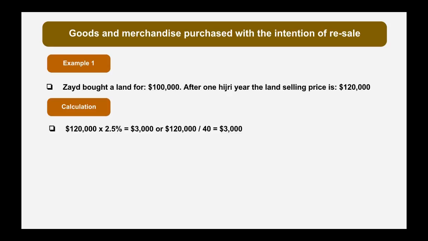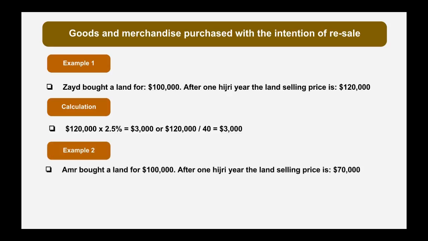Okay, let's take another example. Here we have Amr, who bought a land for $100,000, and after 1 Hijri year, the land selling price is $70,000. So in this situation, does Amr pay zakat based on the buying price, which is $100,000, or based on the current market value, which is $70,000? The answer, Amr pays the zakat based on the current market value, which is $70,000.